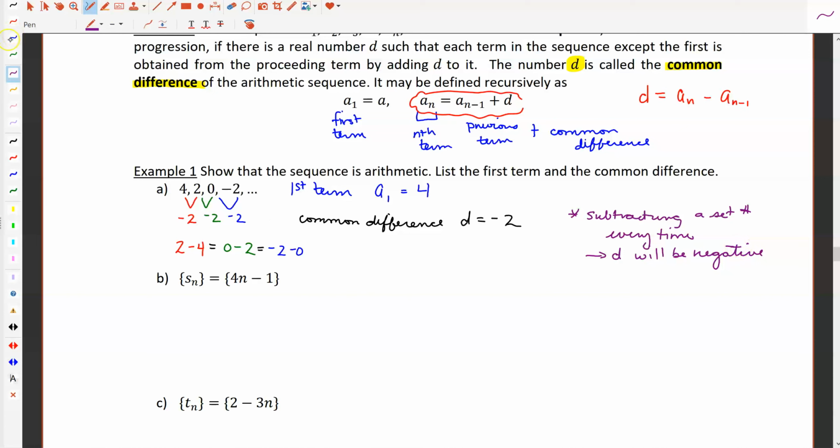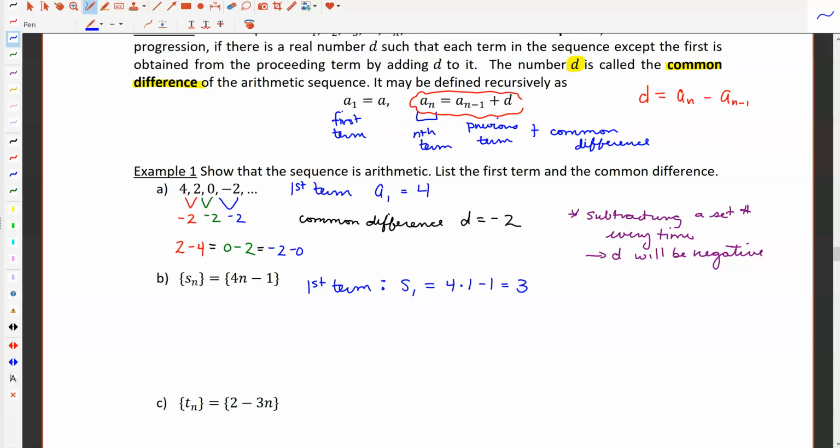All right, let's take a look at our next example. For the next example, we're given the sequence using an explicit formula. So S sub n, that sequence, is going to be generated by the expression 4n minus 1. All right, so to find the first term, maybe let's do that first. So S sub 1, the first term, is going to be found by doing 4 times 1 minus 1. Okay, so 4 minus 1 is 3. So my first term is 3.